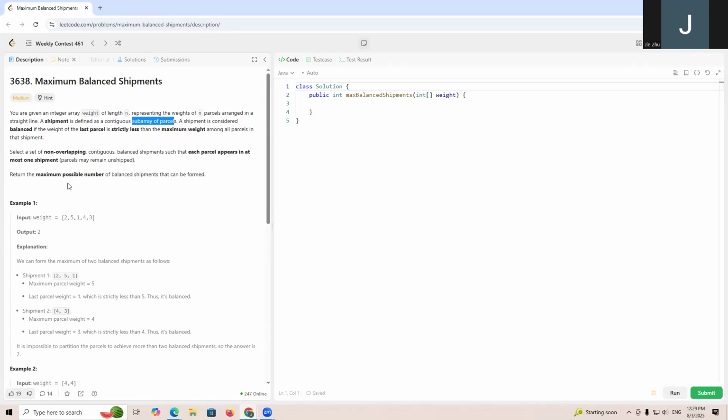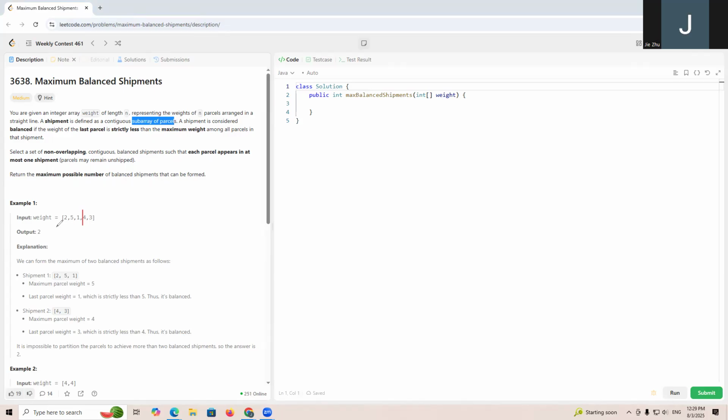So we want to find the maximal possible number of balanced shipments, where each parcel appears in at most one shipment, and the shipments should be non-overlapping. They should cover all of the weights. So that is just an array partitioning problem, right?